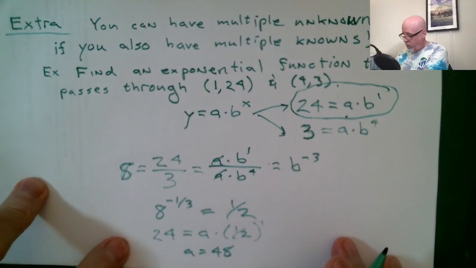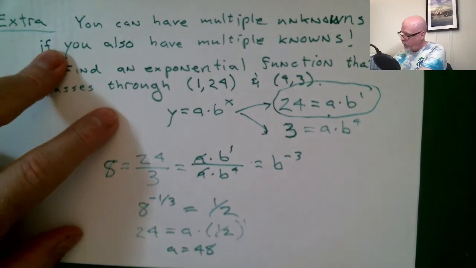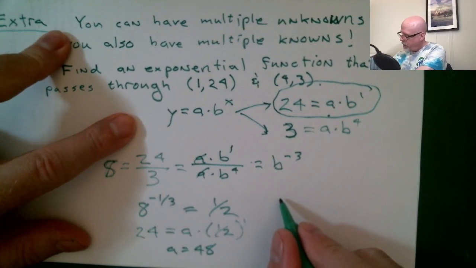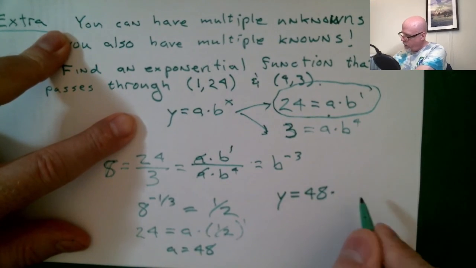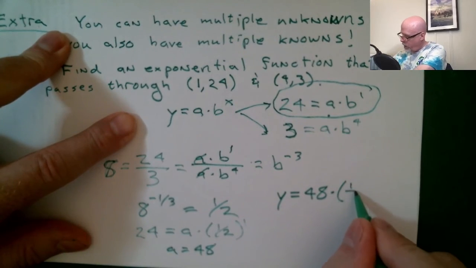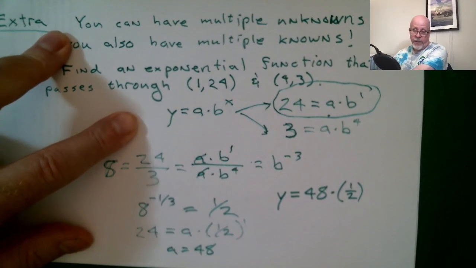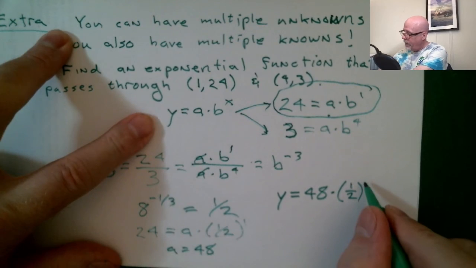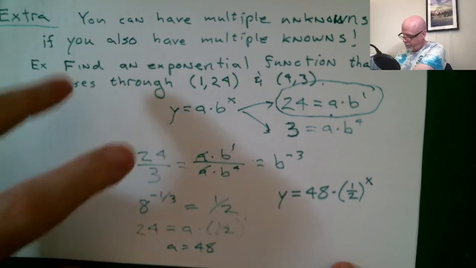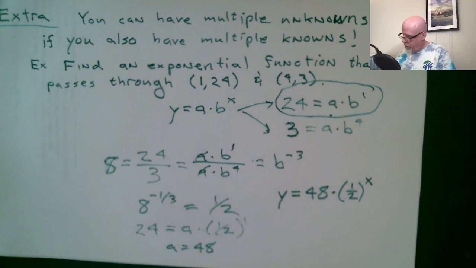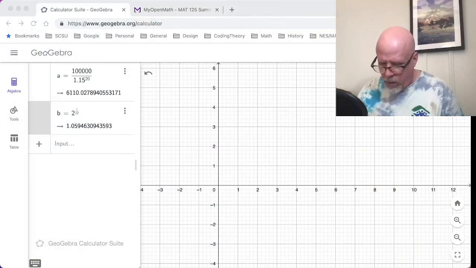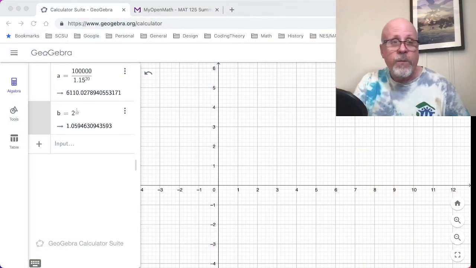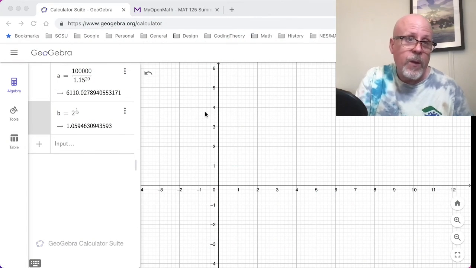Well, that means we've got the equation. Let me write it as a final answer. y is an initial amount of 48 and a growth factor of 1/2 to the x. Oh, so it's actually not a growth factor, but rather a decay factor. One quick last thing, we'll transition back to GeoGebra and verify that we did that all right.